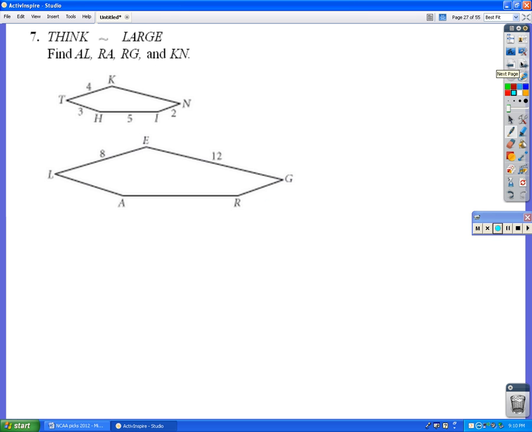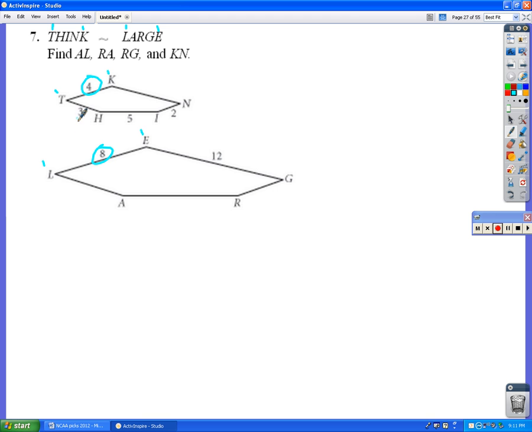Okay, let's try another one. THINK, in this case, is similar to LARGE, and I need to find a bunch of missing sides here. This is a pretty easy one to do, since T and K, first letter, last letter, match up with L and E, first letter, last letter. You can see that this shape right here, all of its sides are twice as big as that.